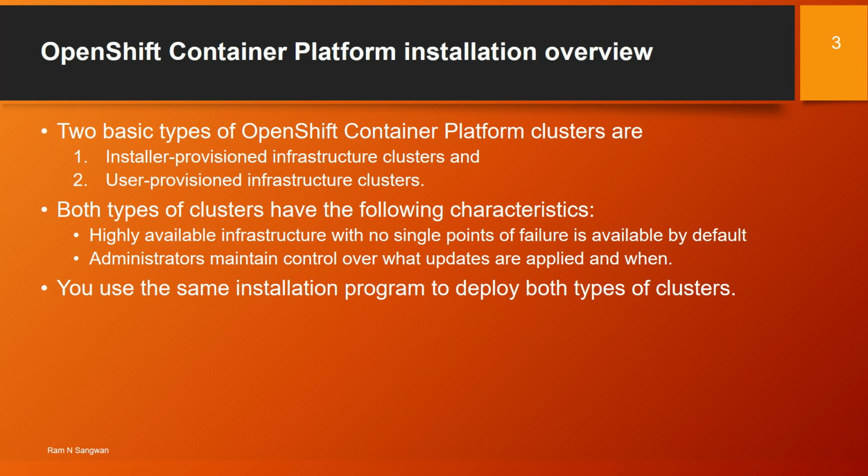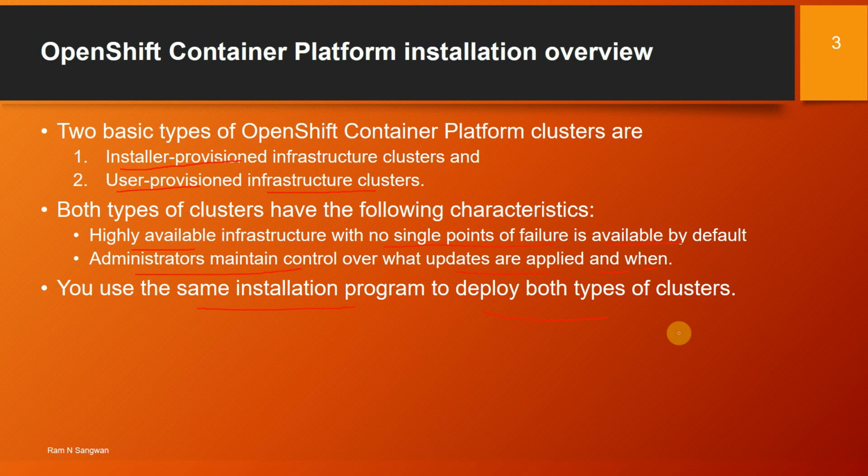Two basic types of OpenShift Container Platform clusters are: one is installer provisioned infrastructure clusters, and the second is user provisioned infrastructure clusters. In this session, we'll talk about installer provisioned. Both types of clusters have the following characteristics: highly available infrastructure with no single point of failure is available by default. And the administrator maintains control over what updates are applied and when they are applied. You use the same installation program to deploy both types of clusters.